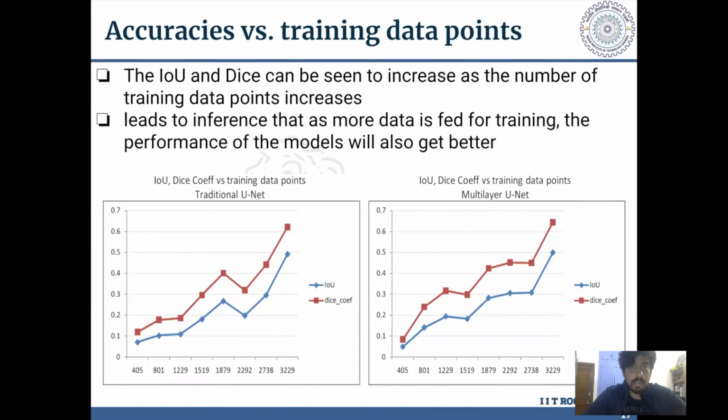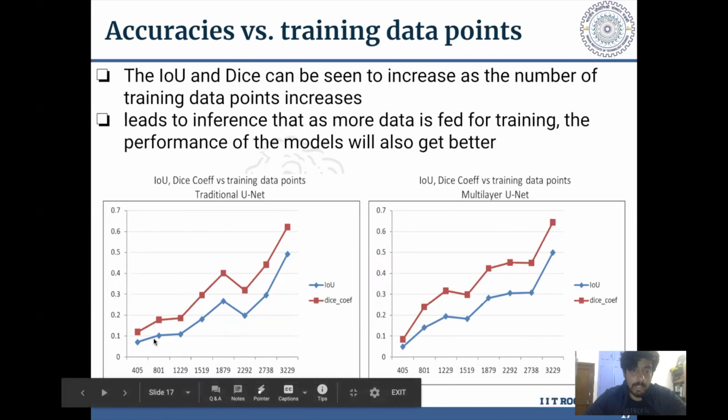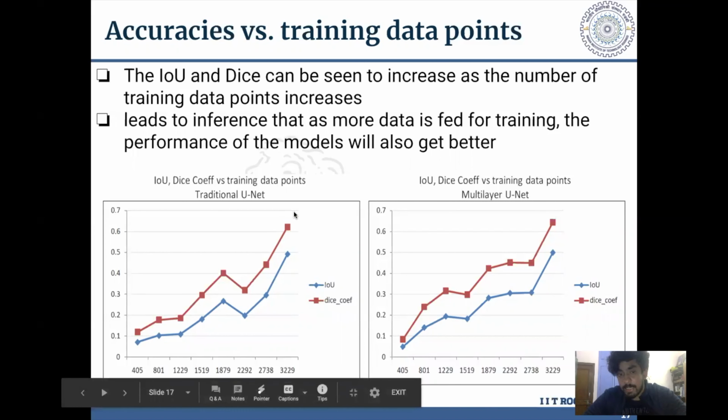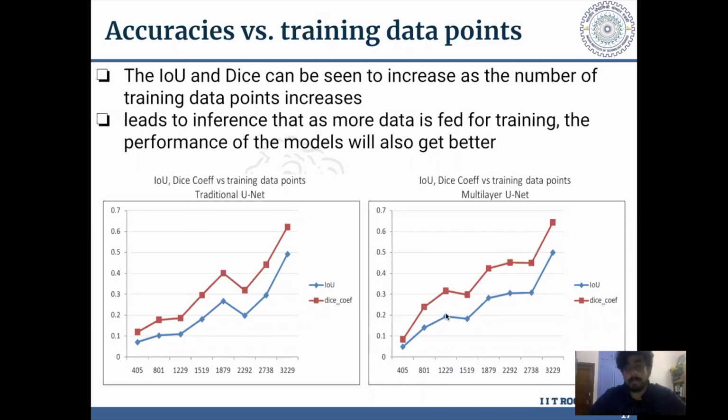Here's a slide depicting the accuracies versus the number of training data points. As we can see, in both architectures, the traditional unit architecture and the multi-layer unit architecture, the performance in terms of IOU and dice coefficient increases as the number of training data points increases, right? And that's apparent in both architectures more or less. So it's an indication that if we increase the number of data points, then our model performance will also increase, which is a hint for us on what to do for further experimentation.